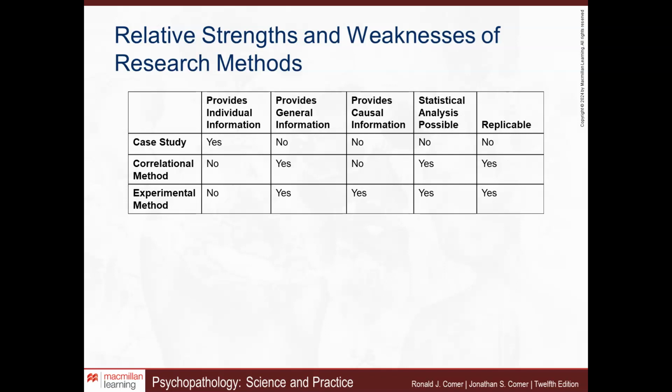Look at the second item here, the correlational method. That does not provide individual information, but it provides general information. Correlational just refers to there might be a relationship between two of the factors. It does not provide causal information, and statistical analysis is possible in the correlational method, and it is replicable.